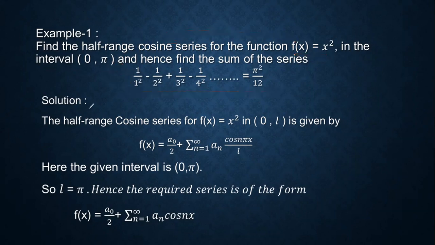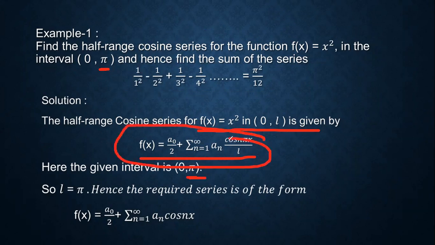Right. So now we know that the half range cosine series for a function f of x equal to x square, which can be represented in the interval 0 to L, is given as f of x equal to a naught by 2 plus summation n equal to 1 to infinity an cos n pi x by L. But here it is given L is equal to what? Pi. So if you substitute L equal to pi, this Fourier half range cosine series can be represented in this way. This is your required series: f of x equal to a naught by 2 plus summation n equal to 1 to infinity an cos nx.